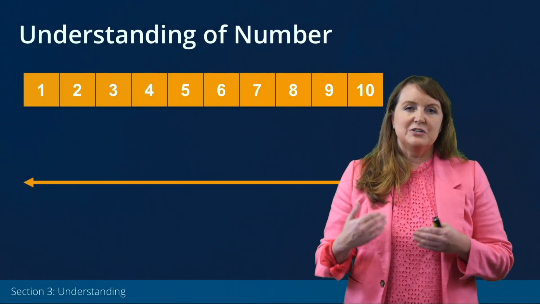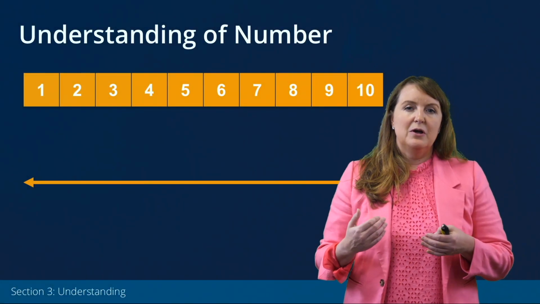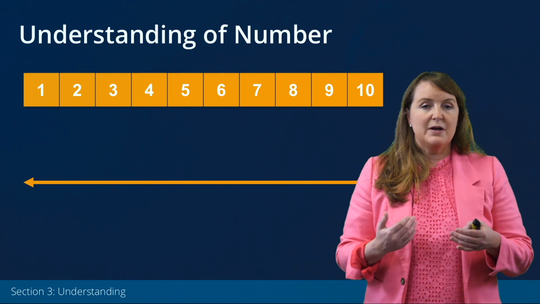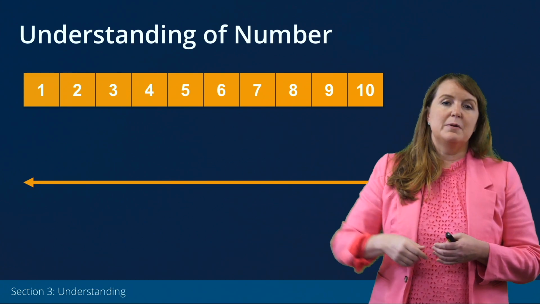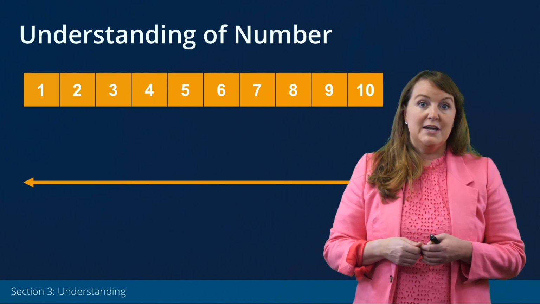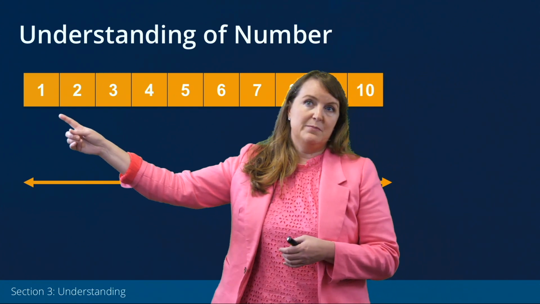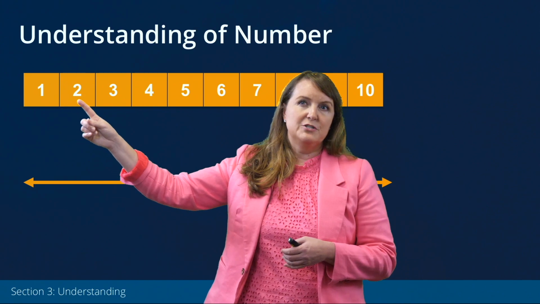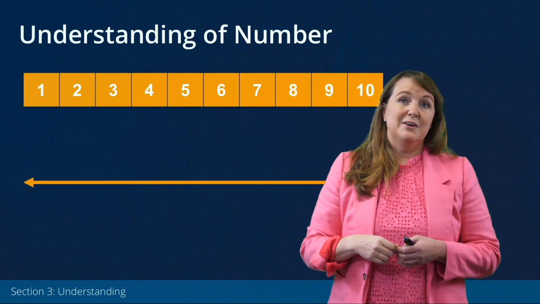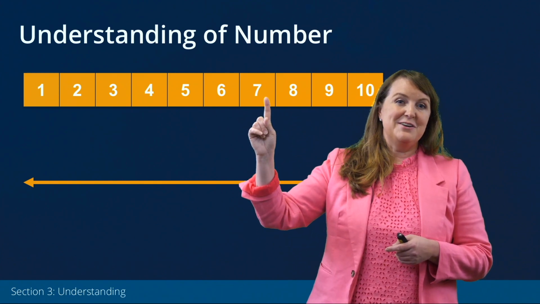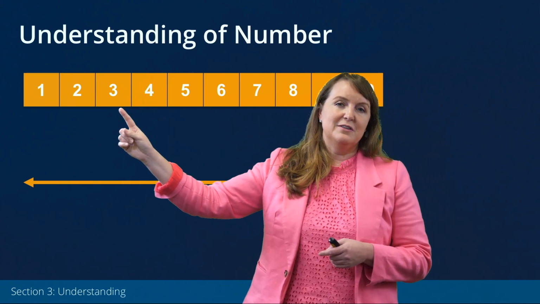Now, as we start to dig into understanding of number, one of the tools that you might want to use is a number path. Here's an example of a number path 1 through 10. We can use this for counting. So for example, I can touch and count each of these: 1, 2, 3, 4, 5, and so on. But I could also use these for comparison. Oh, 7 is greater than 3.